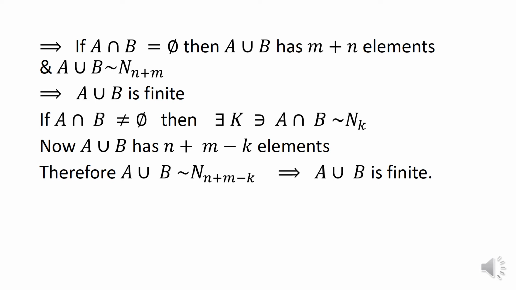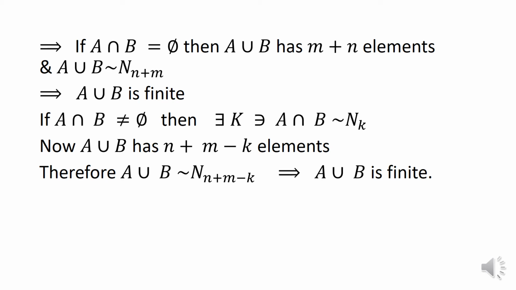The set A has m number of elements and the set B has n number of elements. So, the union A union B will have n plus m minus k elements, where k is the number of common elements, because n is finite, m is finite and k is finite. Therefore, A union B will have a finite number of elements, that is n plus m minus k. Therefore, we can say that A union B is finite. So, in all the cases, A union B will be finite.